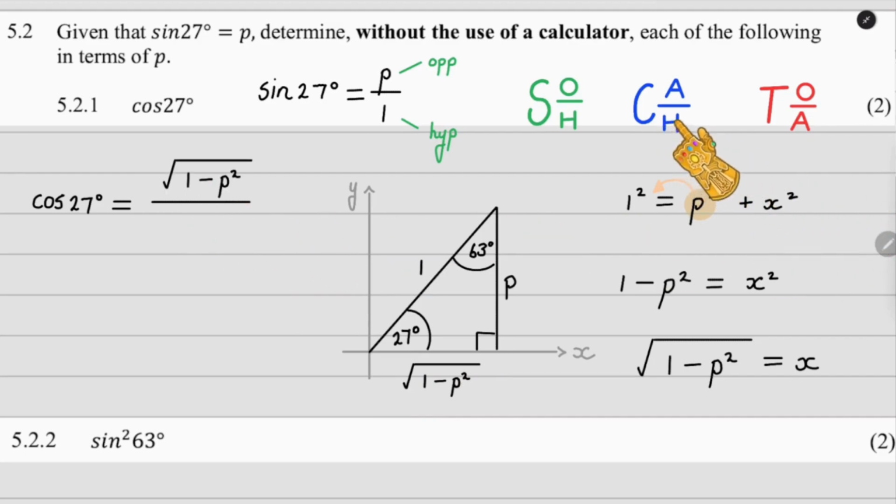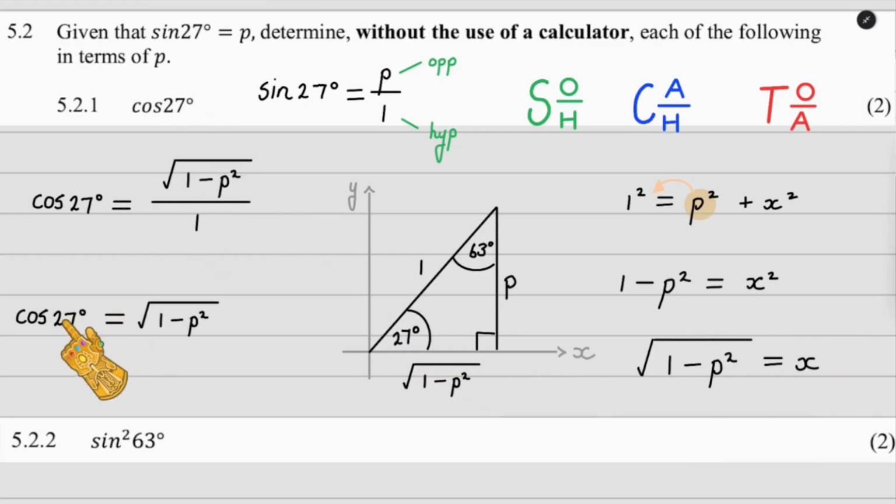And at the bottom will go the hypotenuse. The hypotenuse is 1, so we just put 1 at the bottom. And anything divided by 1 just stays the same. Like 7 divided by 1 is just 7. So we can simplify this to just the root. And now we've successfully answered the question.